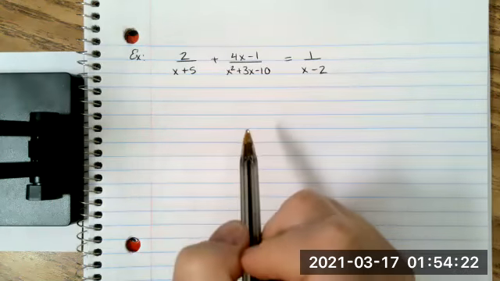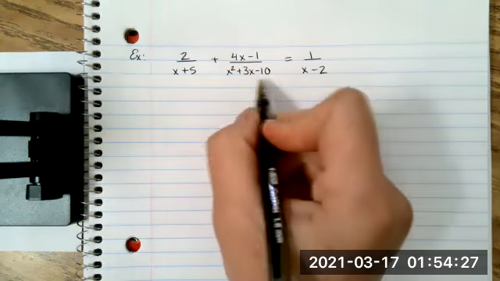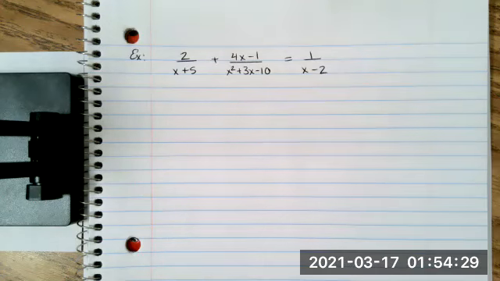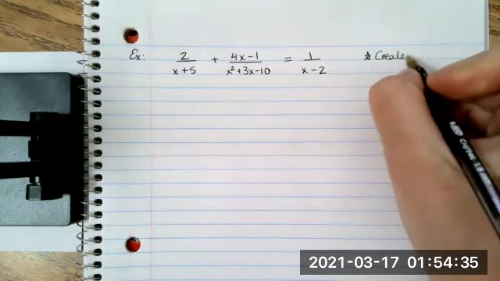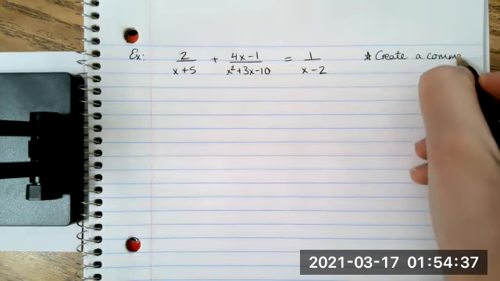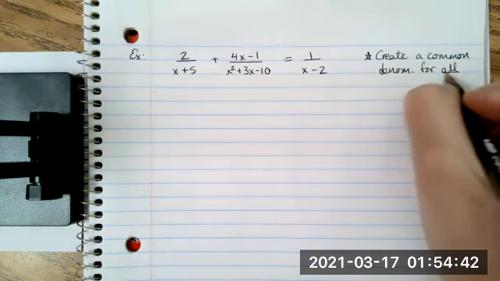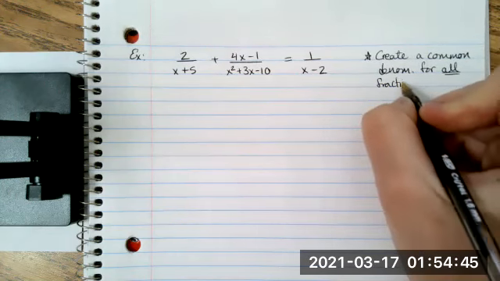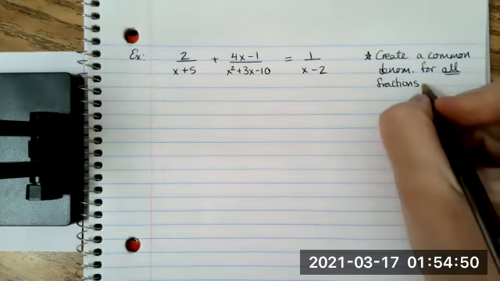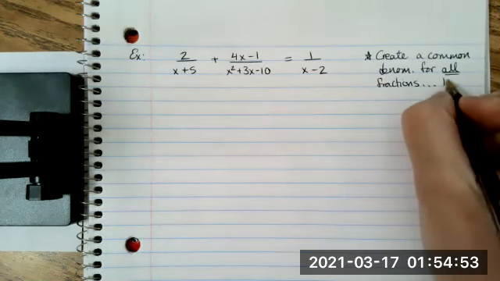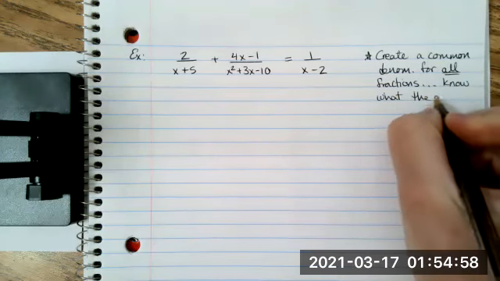But basically for this last problem, we now have, instead of GCFs, a quadratic to factor. So we're going to go through the same process. We're still going to try to create a common denominator for all fractions. But the only way that we can create a common denominator for all fractions is to know what the pieces are through factors. Know what the pieces are.